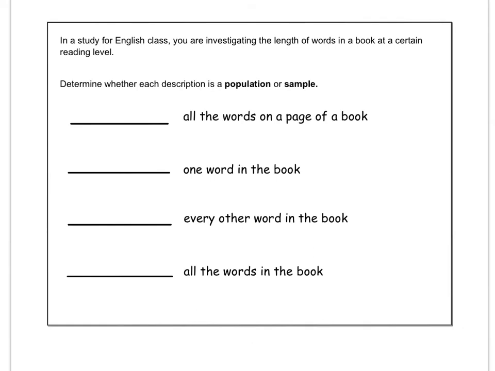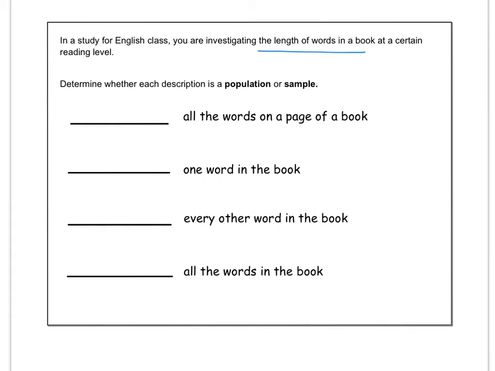Next we're going to talk about actually identifying when something is a population and when it's a sample. It all goes back to what specifically you are studying. Here in this slide it says, in a study for English class, you are investigating the length of words in a book at a certain reading level. So what are we studying? Well, that's the length of words in a book. Then you need to think, a sample would be as soon as you start to exclude anything from that total population. It says, determine whether each description is a population or a sample.